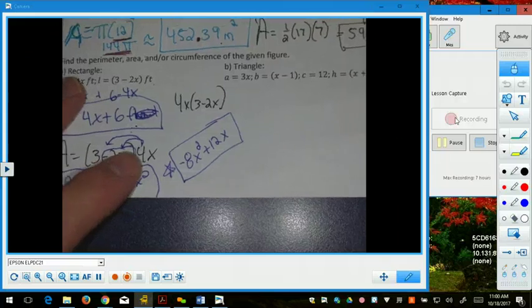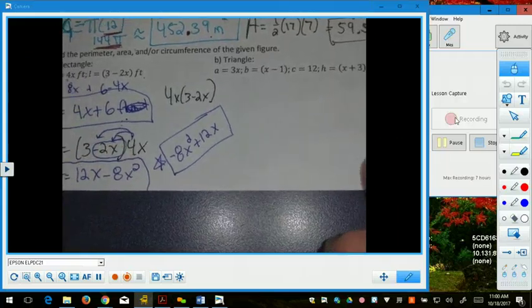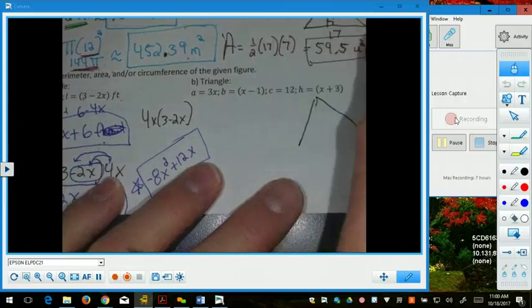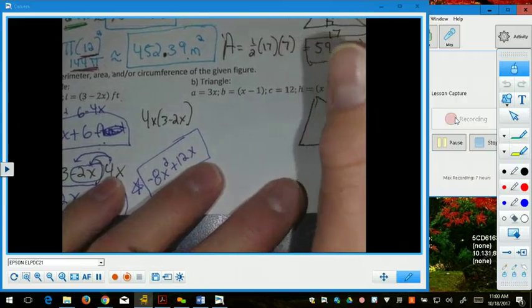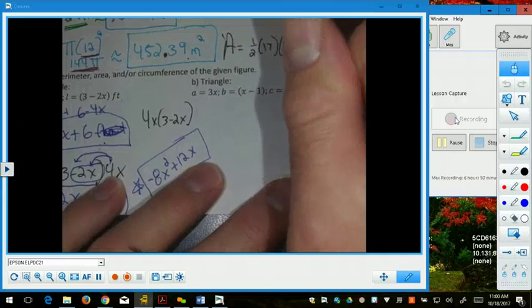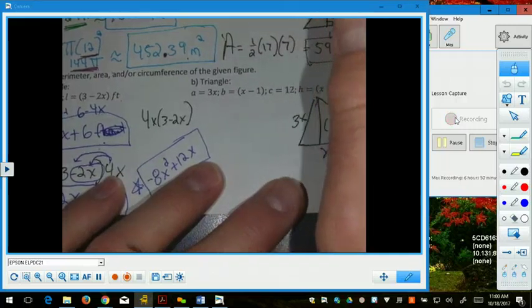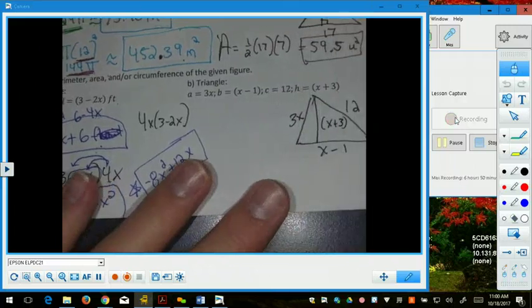Letter D is a triangle. So we're going to draw our triangle with B as our base. Our base is x minus 1. One of the sides is 3x. The other side is 12. And our height, oh joy, x plus 3.